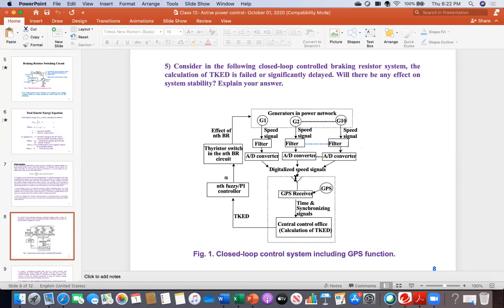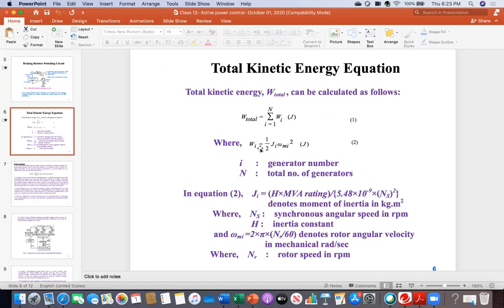And then you see, can you see this antenna? Here I am using the GPS, global positioning system. The GPS that you use in your car, exactly the same GPS. Why am I doing that? Because once I get the signal at the GPS receiver, it can make the signal both time and phase synchronized. Then that synchronized signal goes to the centralized controller, the central control office, the master computer, where using that equation, the kinetic energy is calculated and summed up for all 10 generators.